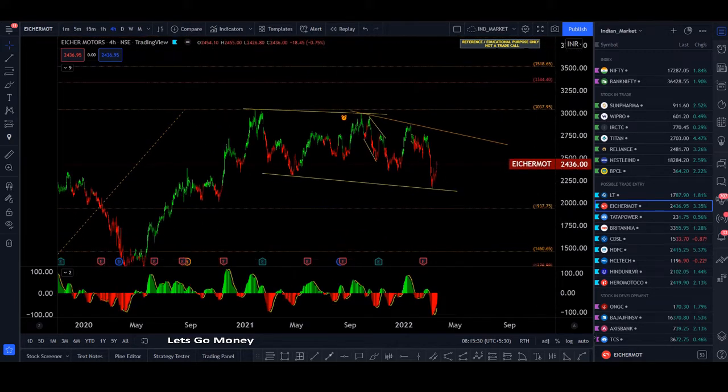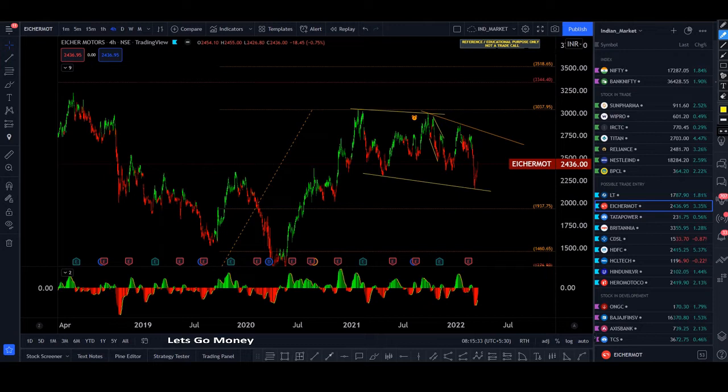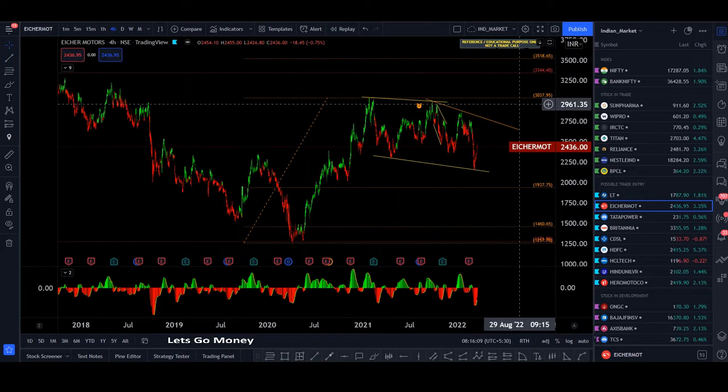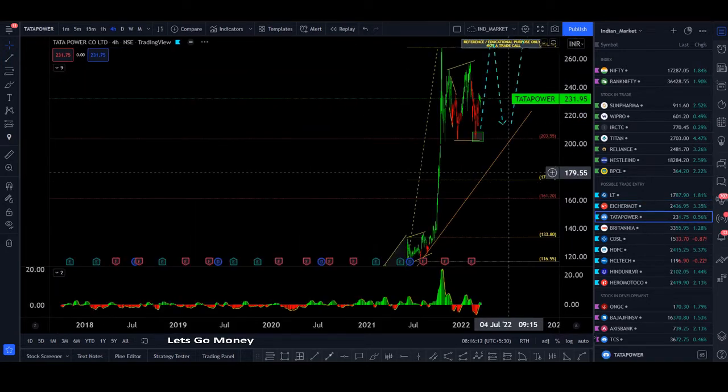Eicher Motors, similar setup. It has completed the impulse followed by A, B, C. So it looks like the pattern is complete and it has started moving up, but is there a setup? Not yet. Let it at least do some correction before we enter, or something like this pattern before we enter. At this point it is just turning the impulse up. Most of the stocks are doing it. So at this point, get ready and see where you get a closer setup, and we should possibly enter.